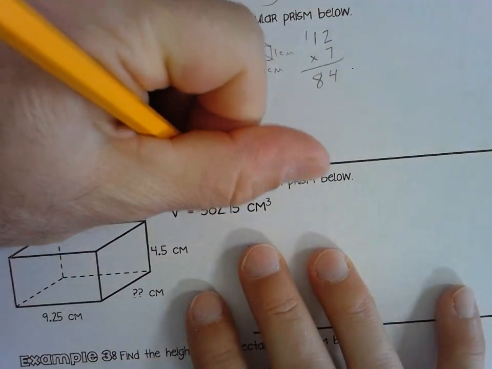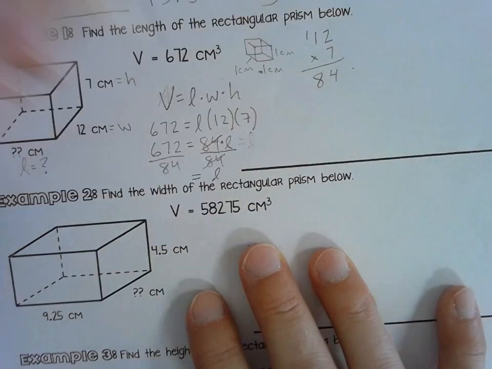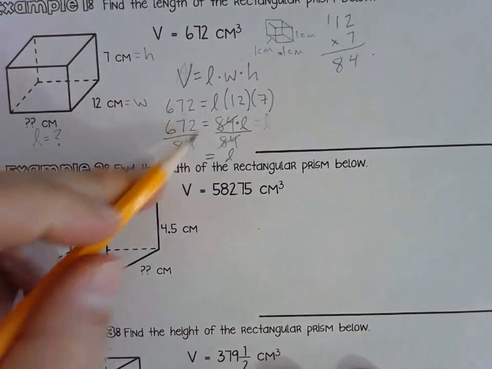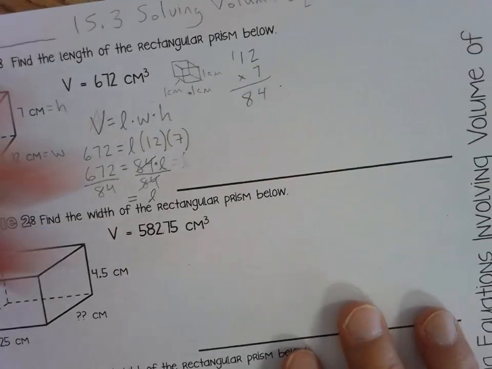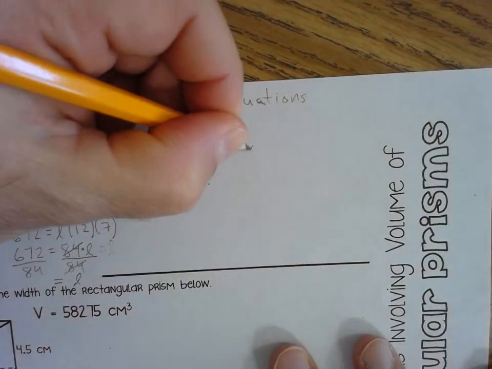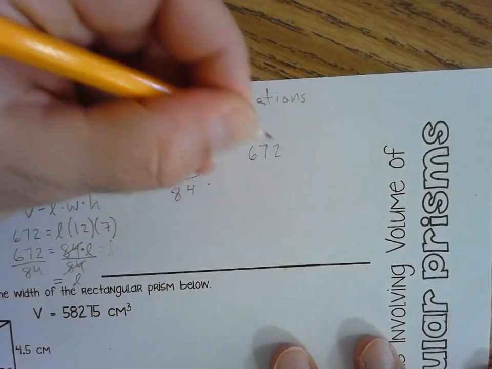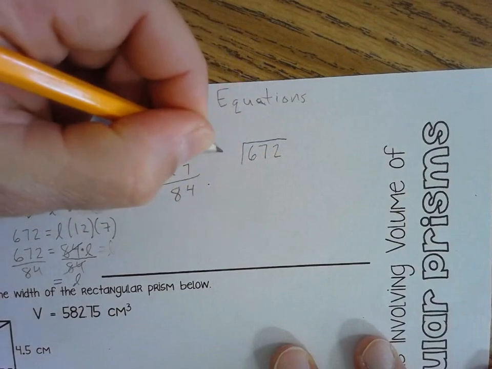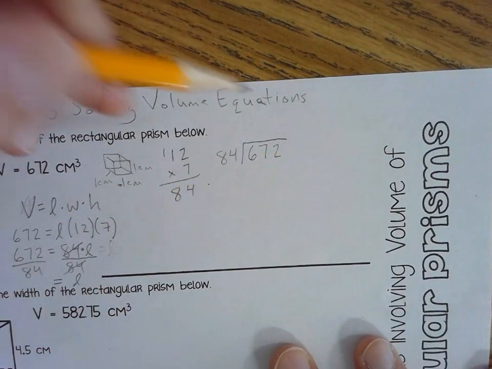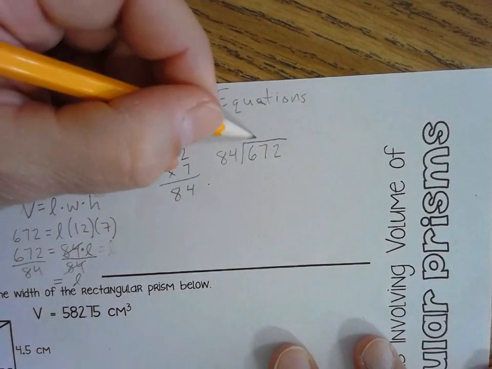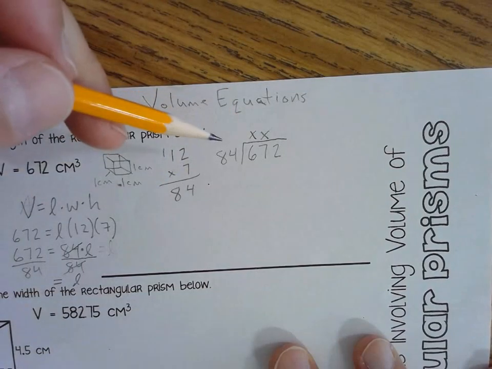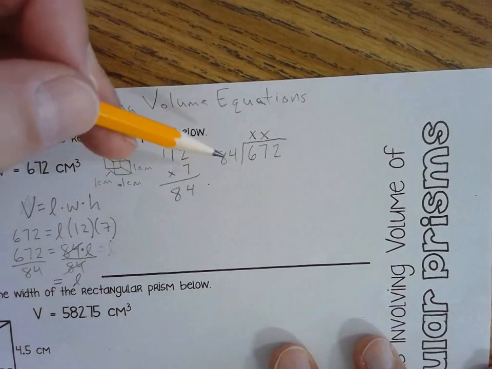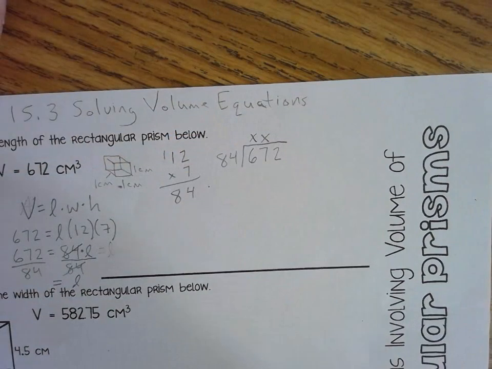Okay, so what you have here is L equals 672 divided by 84. So you're just going to have to do that and figure out what that answer is. 672 divided by 84. Okay? Now, 84 doesn't go into 6. It doesn't go into 67. So I just have to estimate about how many times I think this is going to go into 672.